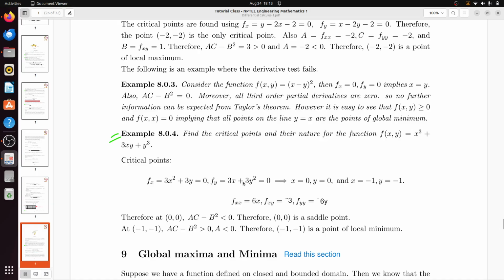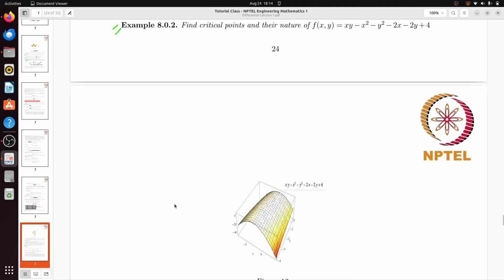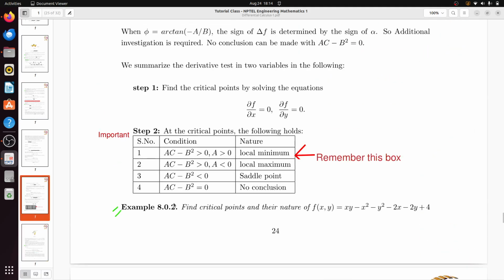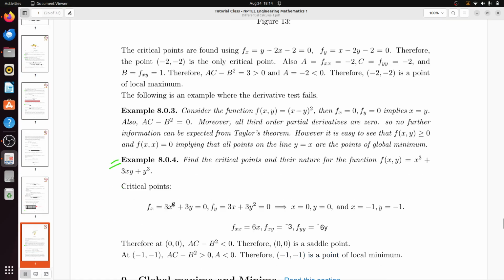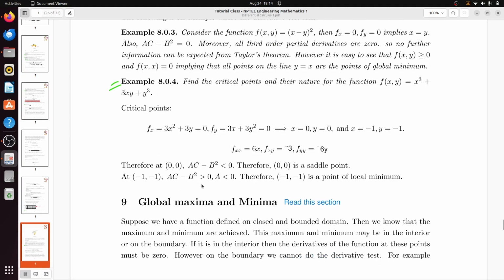At the point (0, 0) you will get ac minus b square less than 0, so (0, 0) will be the saddle point. And at -1, ac minus b square is greater than 0, a is less than 0, so -1 is a local minima. Sorry, local maxima. Take another look at this, I don't know what the error is, just check once, okay?